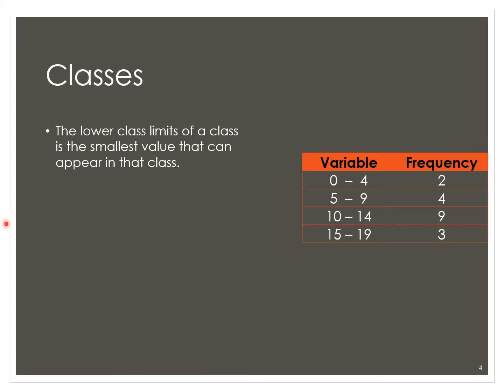In this slide, let's look closely at what classes are. As you can see here, there are 4 classes. This is the first class, second class, third class, and fourth class. The lower class limit of a class is the smallest value that can appear in that class. In this case, the lower limit of the first class is 0. The lower limit of the second class is 5. The lower limit of the third class is 10. The lower limit of the fourth class is 15.